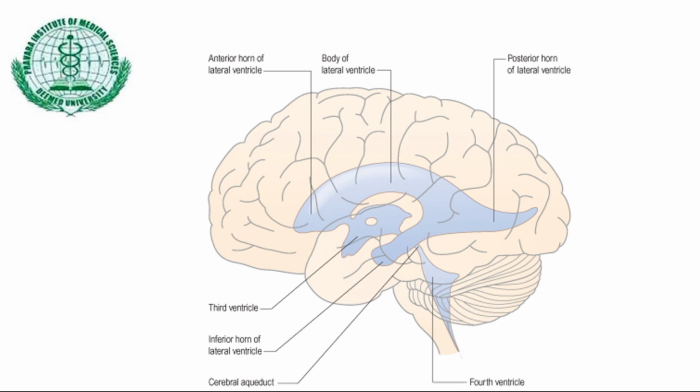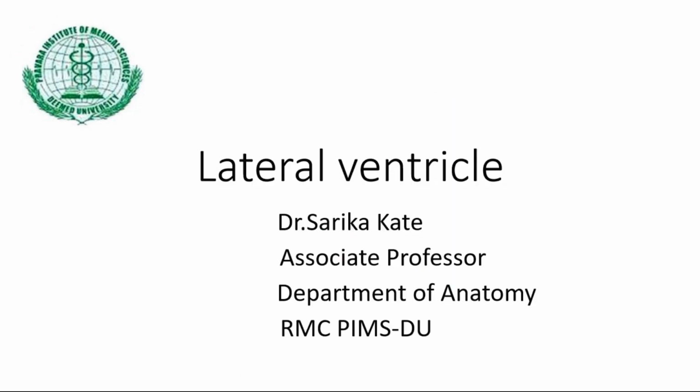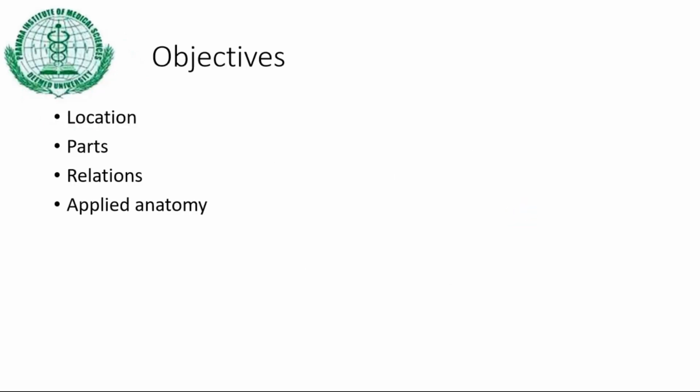Now in the last lecture we had seen the details of the fourth ventricle. Today we are going to see the details of the lateral ventricle. So the objectives of today's lecture are: we have to see the location of the lateral ventricle in different parts, relations of it, and the applied anatomy of the lateral ventricle.